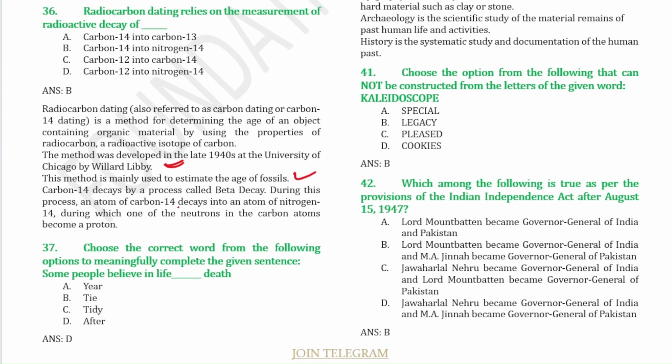Carbon 14 decays by a process called beta decay. During this process, an atom of carbon 14 decays into an atom of nitrogen 14. That's why your option is option number B. During this, one of the neutrons in the carbon atom becomes a proton. We can go through all these points.